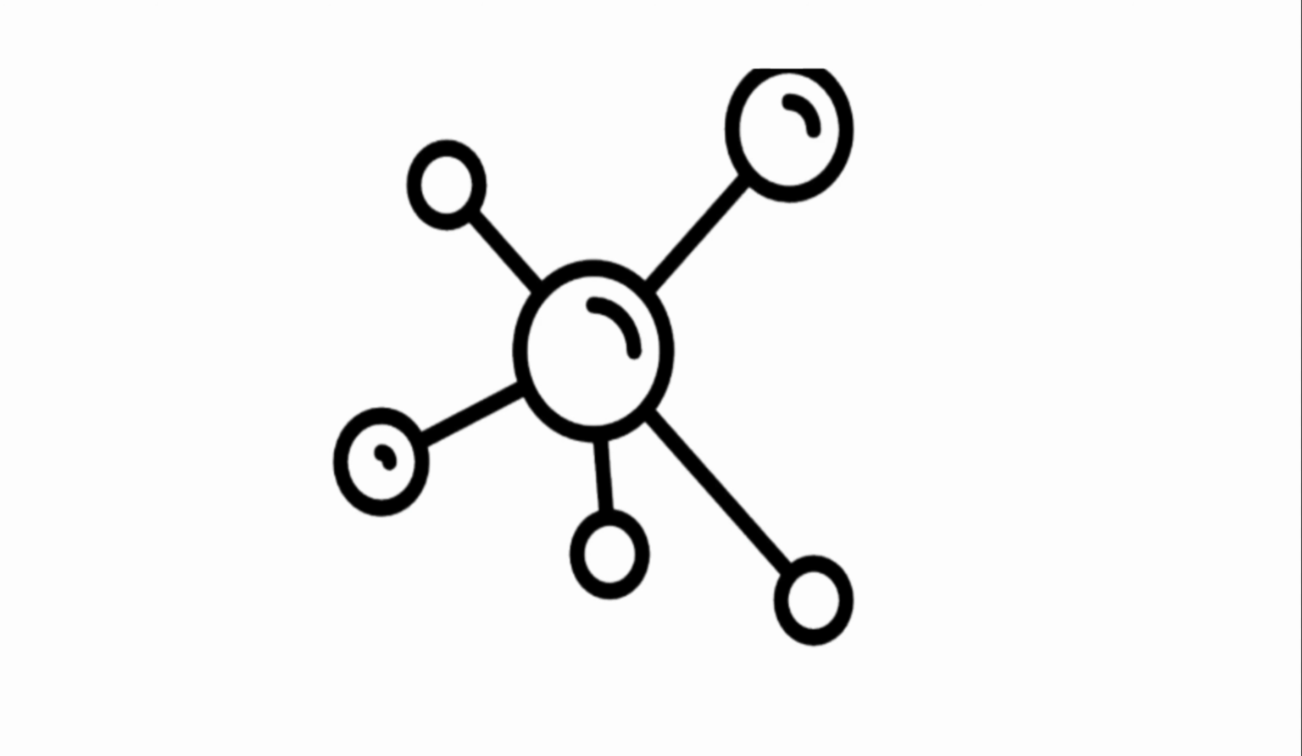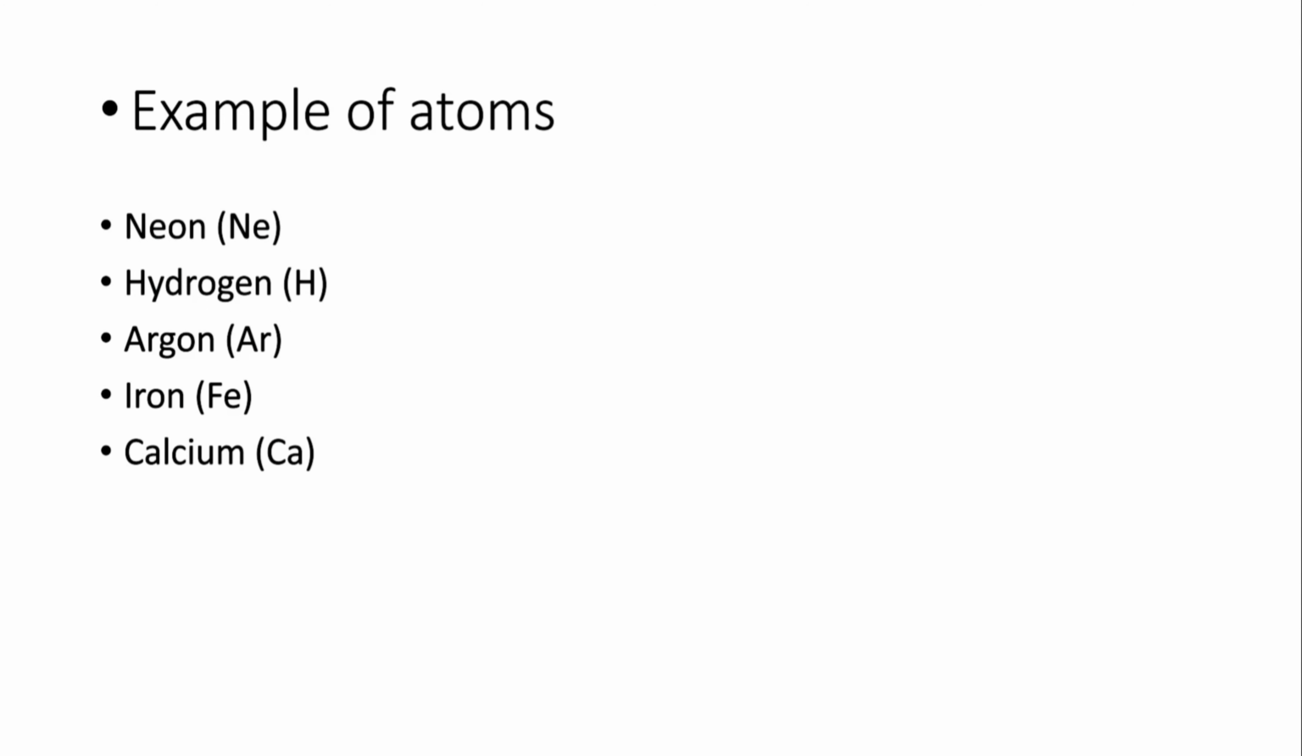Now friends, let us see some examples of atoms and molecules. So here they are. Examples of atoms are neon, hydrogen, argon, iron and calcium. Now in front of them you could see Ne, H, Ar, Fe, Ca. They are the chemical symbols of the substances which we are going to learn in a few minutes.